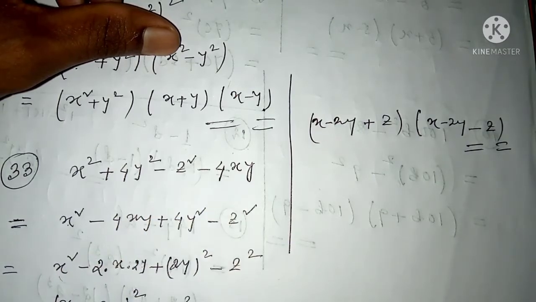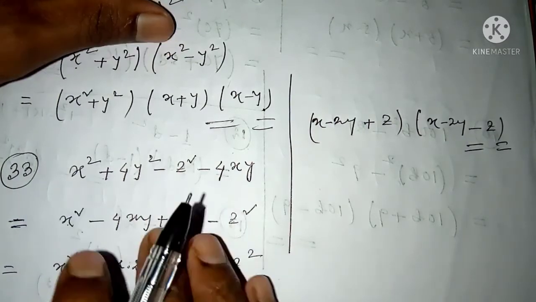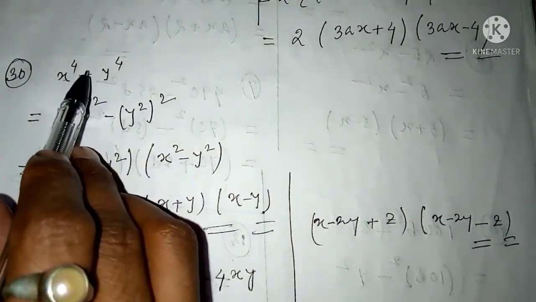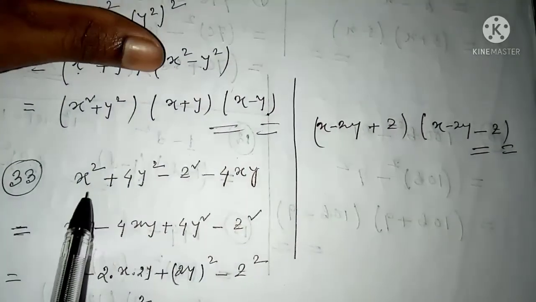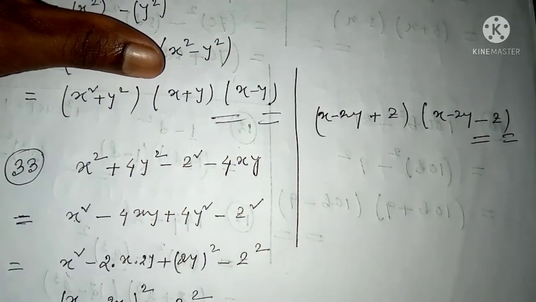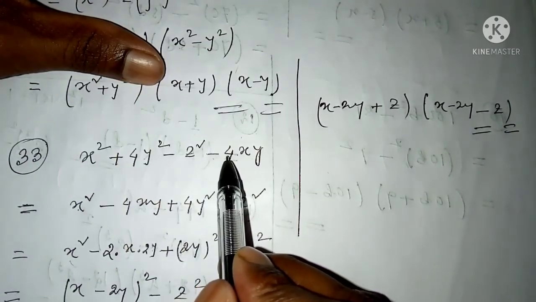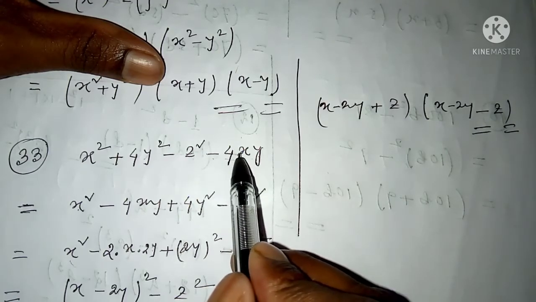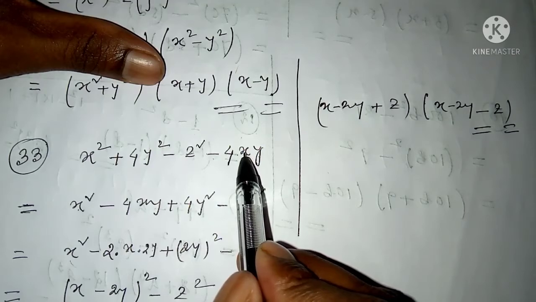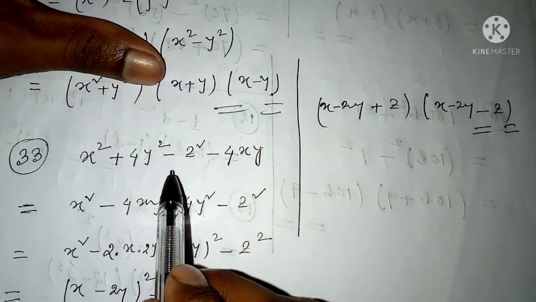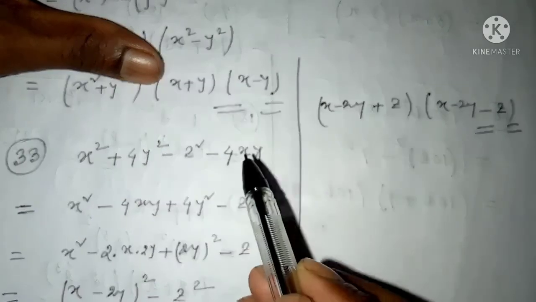I am repeating this question once again. This is your question. In the earlier questions, the powers were already easy. But in this question it is a little tricky. First of all we need to arrange by ourselves to make it in the form of a minus b whole square or a plus b whole square. As I have seen minus 4xy here, it must be in the form of a minus b whole square. And xy means the first term must contain x or y, and the last term must contain x or y.